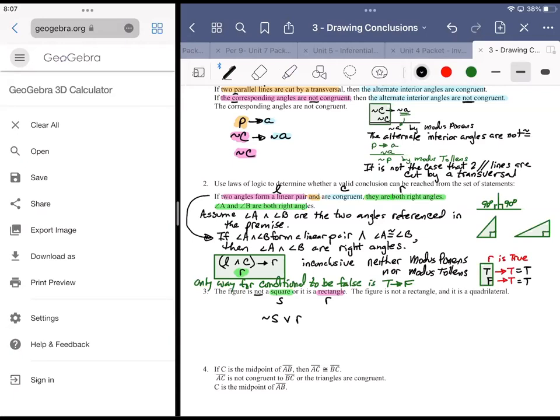All right. Then it says the figure is not a rectangle, so back to the R, and it's a quadrilateral. All right, so that's a new one, quadrilateral. So we have the R here and a Q for quadrilateral. All right, now this one's a conjunction. So not R, they have a little not here, and Q.